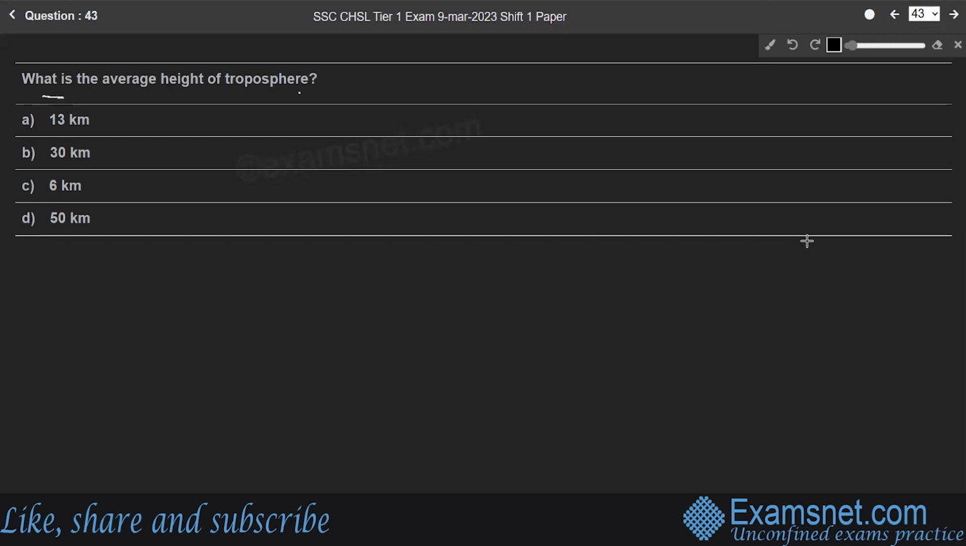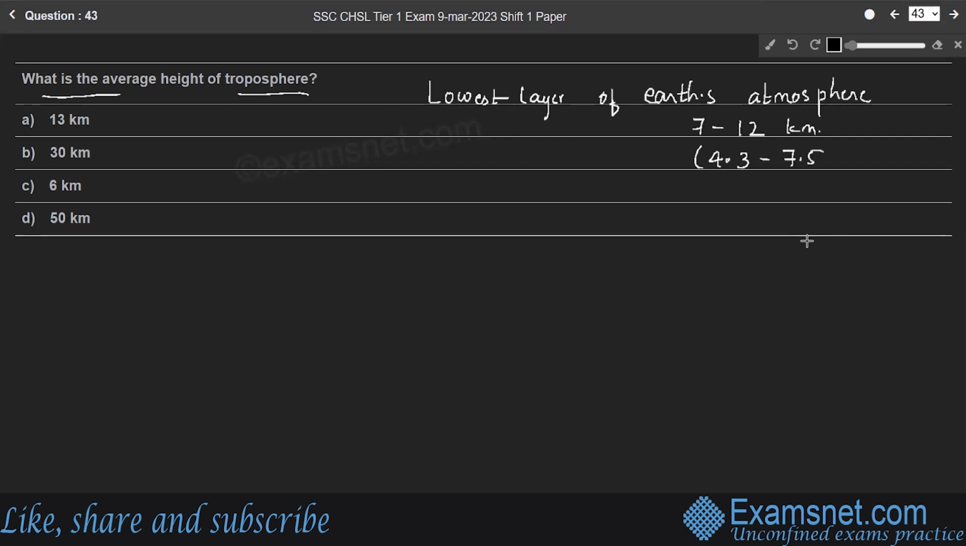Question 43. What is the average height of troposphere? Here, troposphere is the lowest layer of Earth's atmosphere. It is the lowest layer of Earth's atmosphere, extending from the surface up to an average altitude of about 7 to 12 kilometers or 4.3 to 7.5 miles.